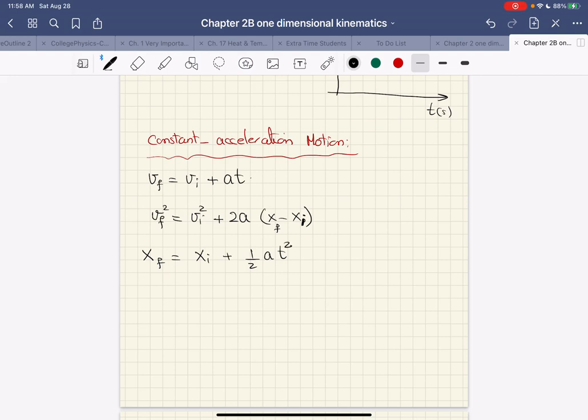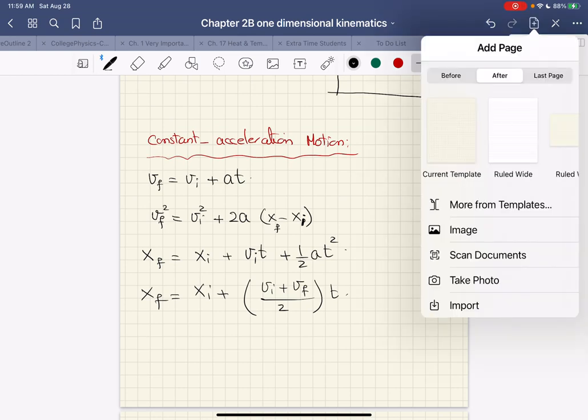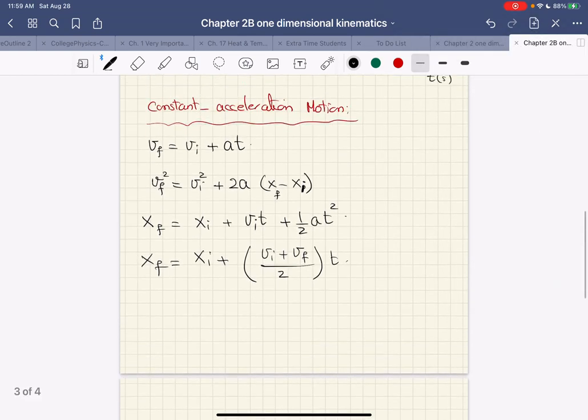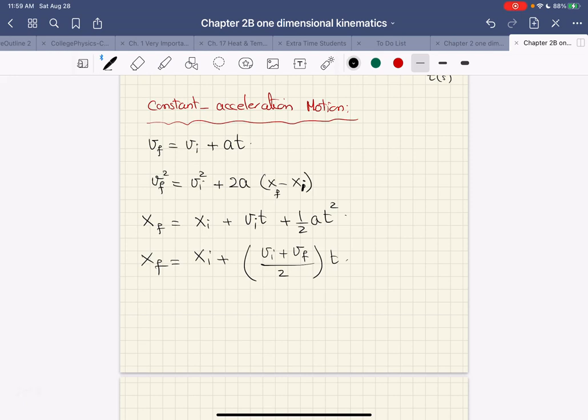I forgot one term here, which is VIT plus 1/2 AT squared. And also I have this as one of the equations. Okay, these are the 4 equations that I have, and I can use them to calculate and describe the motion of any object. Let me explain to you what these are and what the units are.